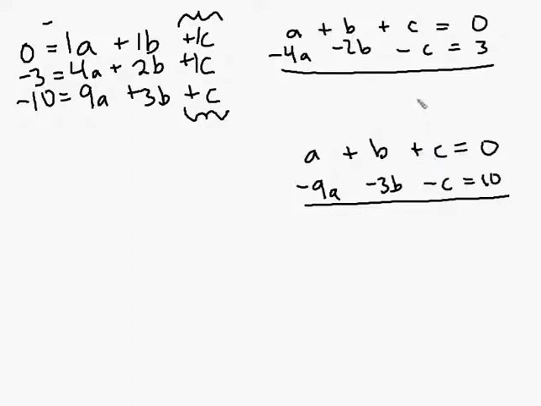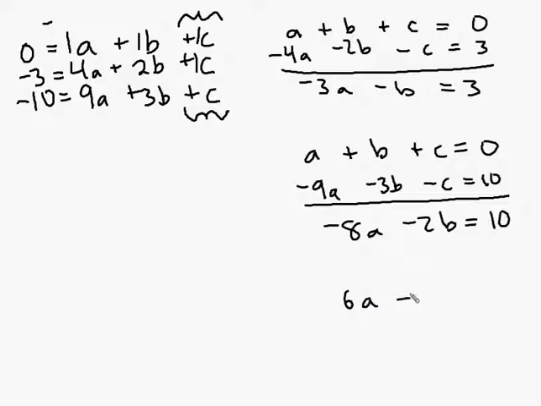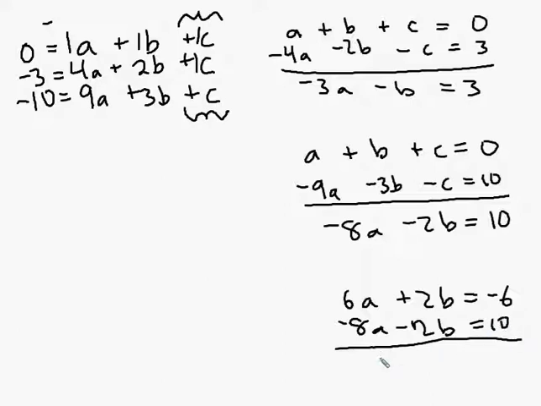And usually it is going to be C that's the easiest to get rid of. So I get negative 3a minus b equals 3. And over here I get negative 8a minus 2b equals 10. The C is eliminated. And then remember I take these two things and eliminate. I'll probably eliminate b. So I'll multiply the second one by negative 2. And this is really just an application of what we did with our systems last chapter.